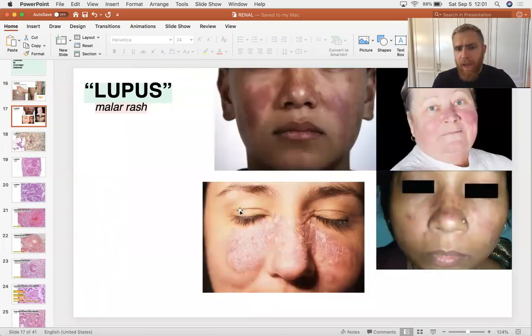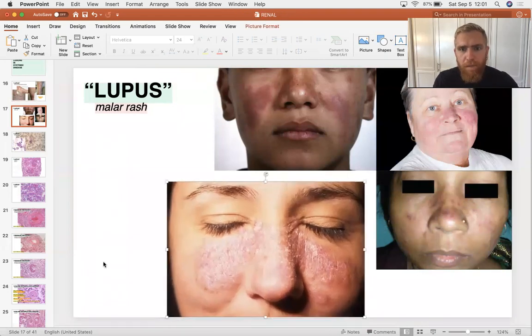So here's a malar rash. You can really see some skin peeling in this lower left one. Notice the distribution that's very characteristic for lupus. What's causing this? Immune complexes get stuck in the skin.